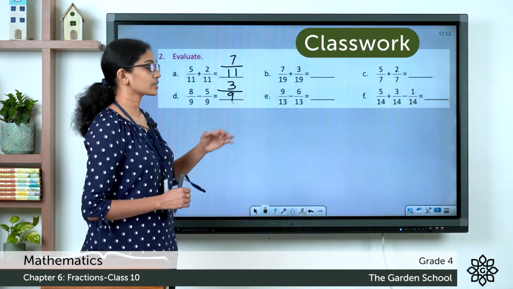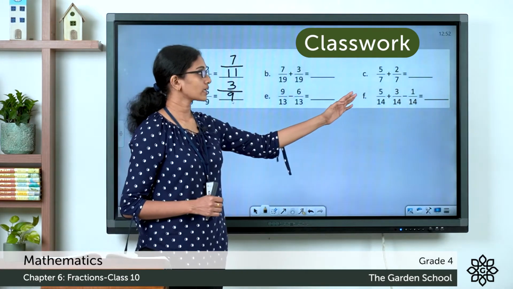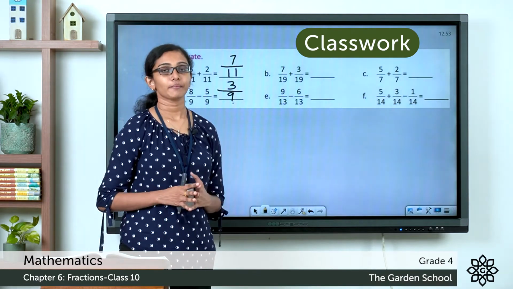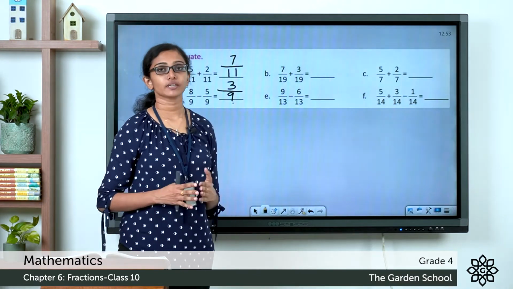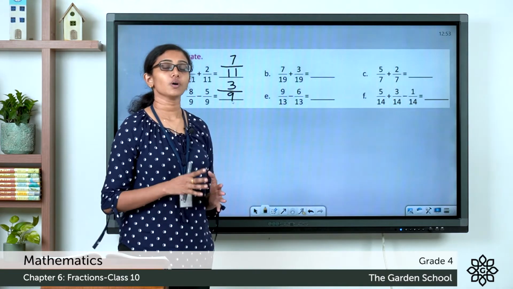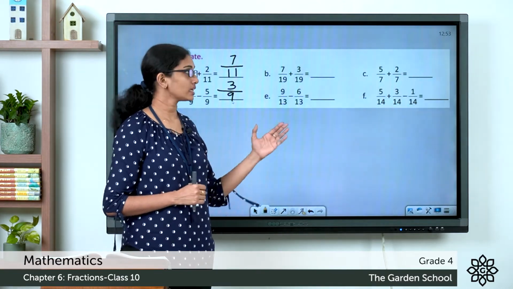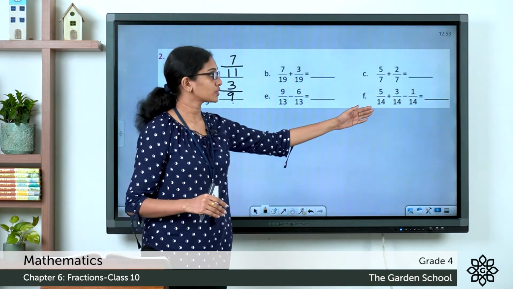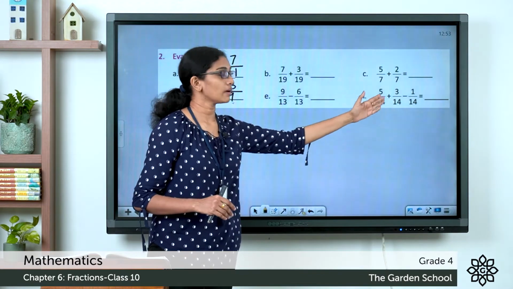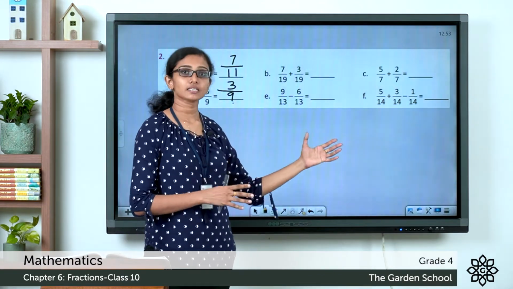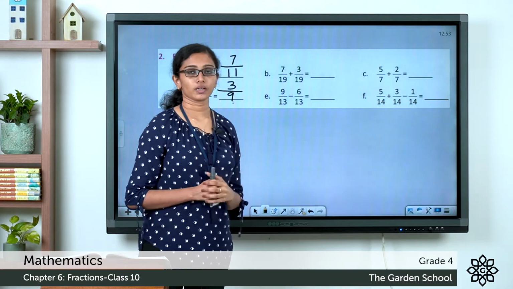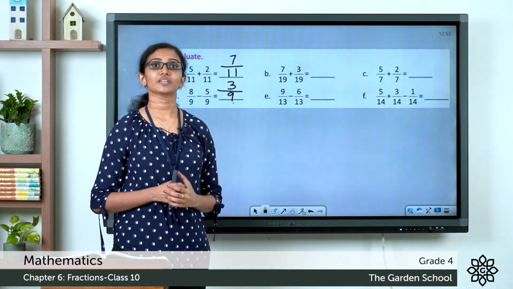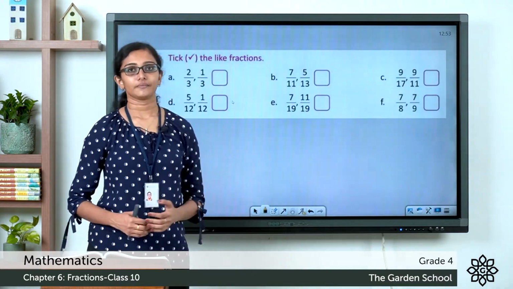Similarly, you can do the question E, and in question F, you can see there is an addition and subtraction within the same question. So, remember, when addition and subtraction come together within the same question, you have to always do the addition first and then only do the subtraction part. So, here in this question, first you have to do 5 by 14 plus 3 by 14, and from that sum, you have to subtract 1 by 14 to get the required difference. Clear? Now, let's move on to the next question, question number 3.